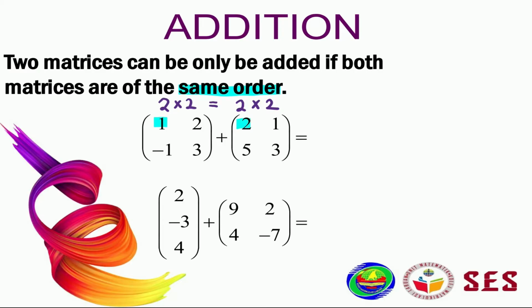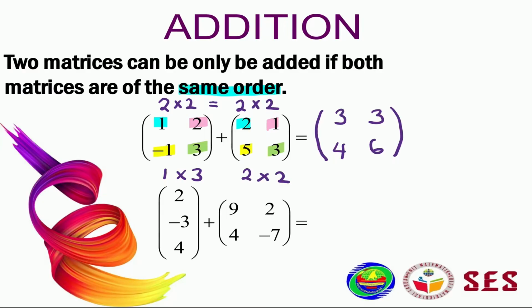So how do we want to add the two matrices? We just add corresponding elements or elements at the same position. So for example, we have -1, then we plus 5, so we get 4, and 3 plus 3, you will get 6. So as you can see here, the product also has the same order.